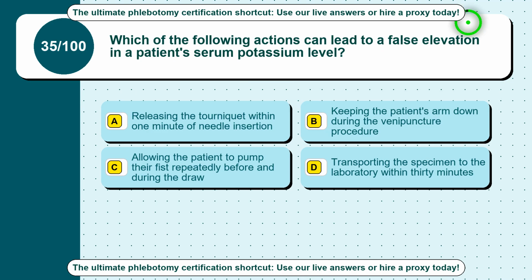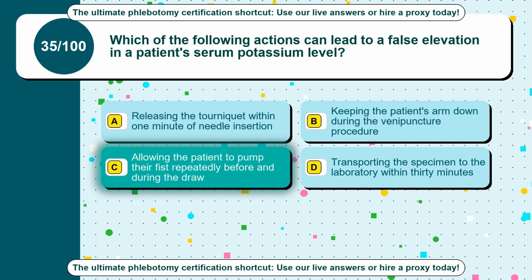Question 35. Which of the following actions can lead to a false elevation in a patient's serum potassium level? Option A. Releasing the tourniquet within 1 minute of needle insertion. Option B. Keeping the patient's arm down during the venipuncture procedure. Option C. Allowing the patient to pump their fist repeatedly before and during the draw. Option D. Transporting the specimen to the laboratory within 30 minutes.